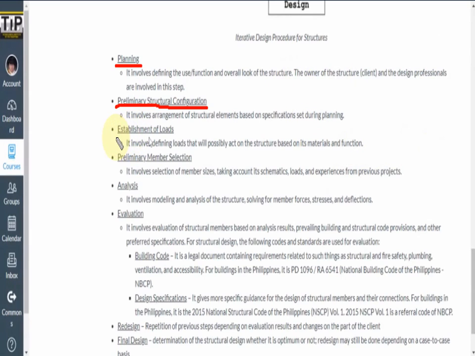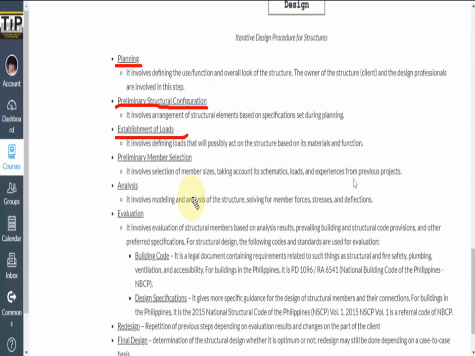Next, establishment of loads. What are the loads to be applied on the structure? Again, it is based on the client specifications. And the loads are based on two main factors: the materials that you will use, because the materials have their own self-weight, so you will consider them, and at the same time, function.